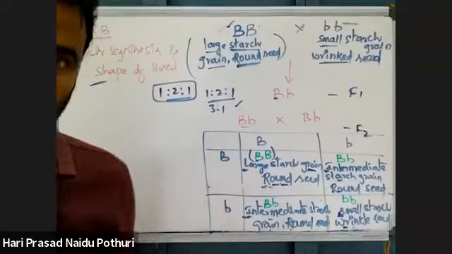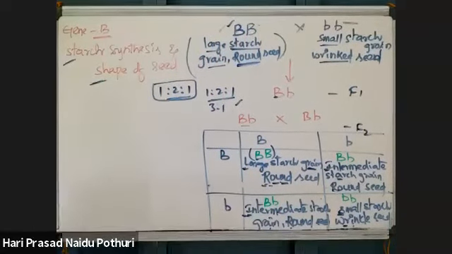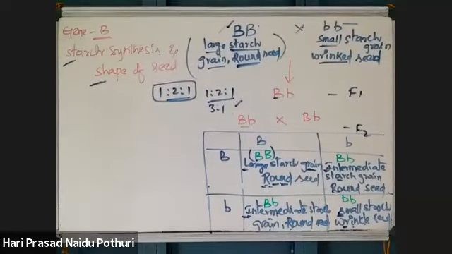Write notes for this. We have just 10 minutes. Starch synthesis in pea seeds is controlled by one gene which also influences shape of the seed.